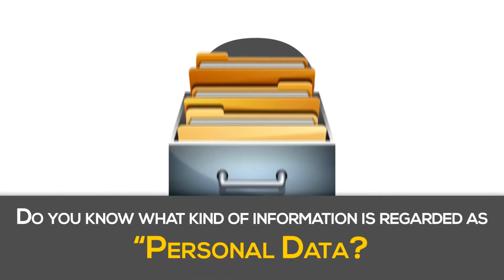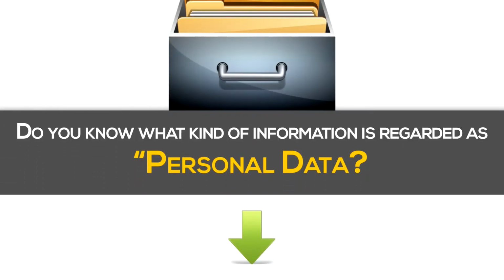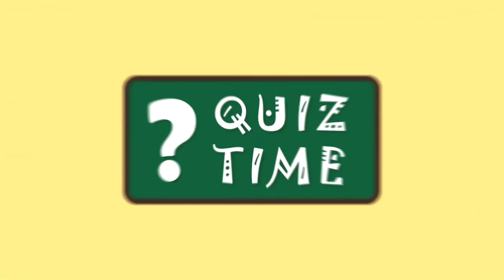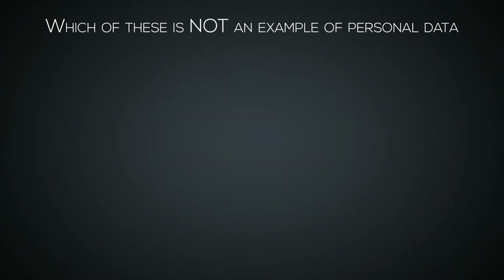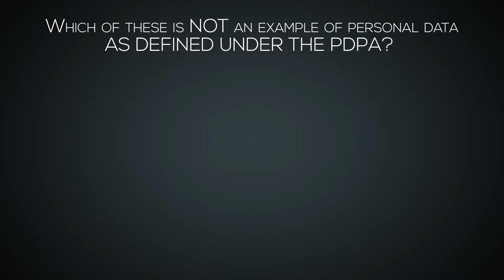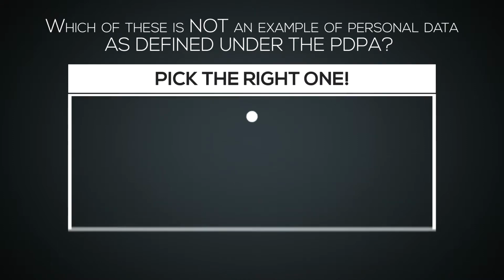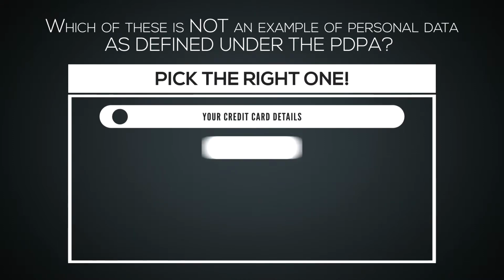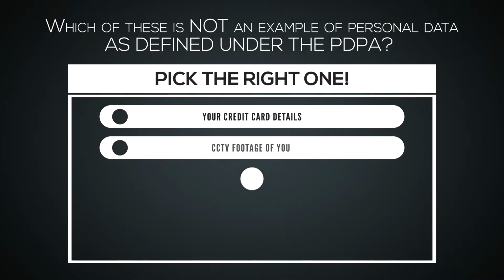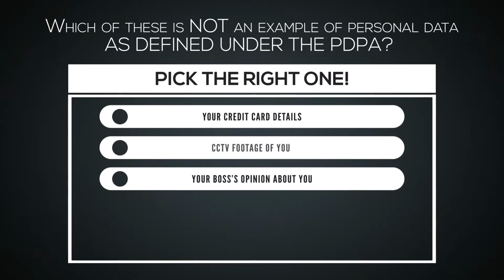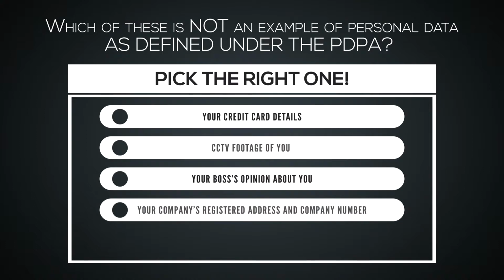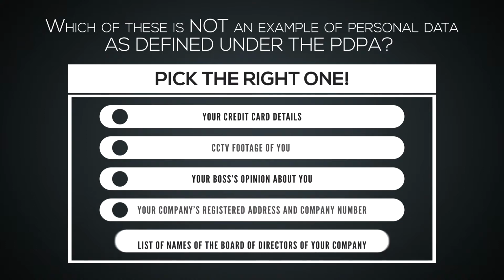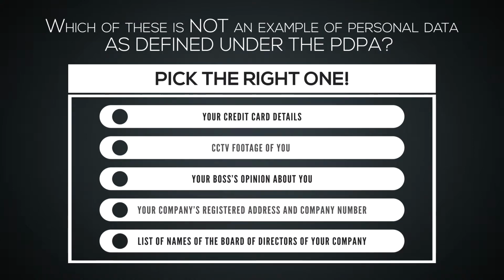Do you know what kind of information is regarded as personal data? We'll find out in this module. Quiz time! Which of these is not an example of personal data as defined under the PDPA? Pick the right one. Your credit card details, CCTV footage of you, your boss's opinion about you, your company's registered address and company number, list of names of the board of directors of your company.